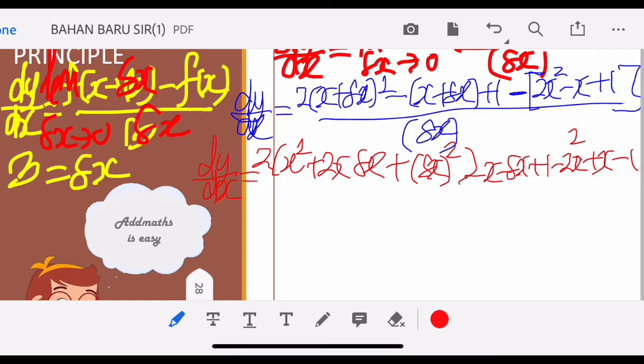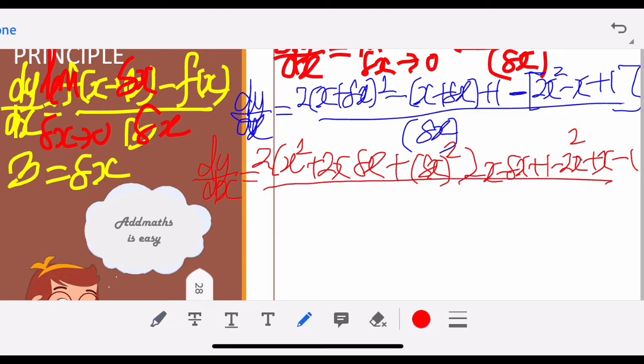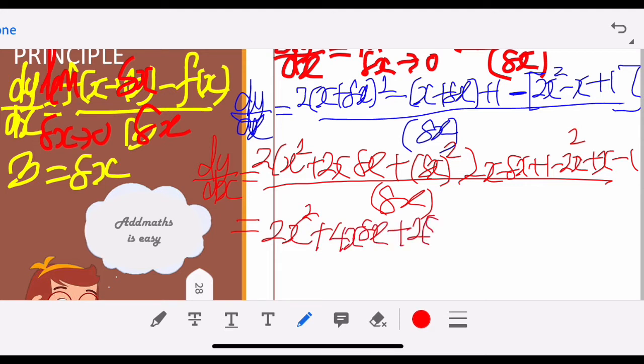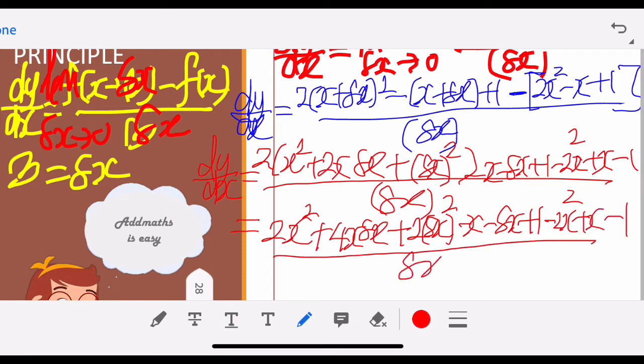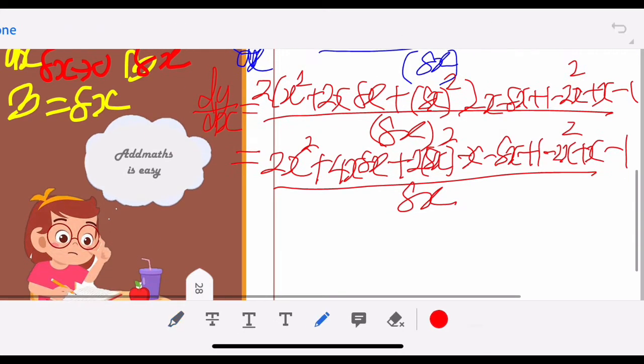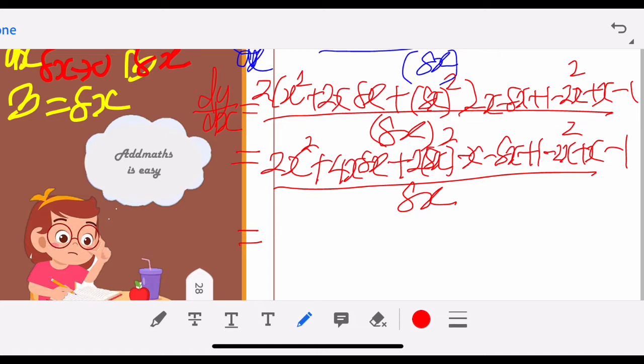So now I'm going to divide by delta x. You need to be very careful. You have 2x squared plus 4x delta x plus 2 delta x squared, minus delta x plus 1, then minus 2x squared, then plus x, then minus 1, over delta x. Be very careful because you have so many terms to solve.